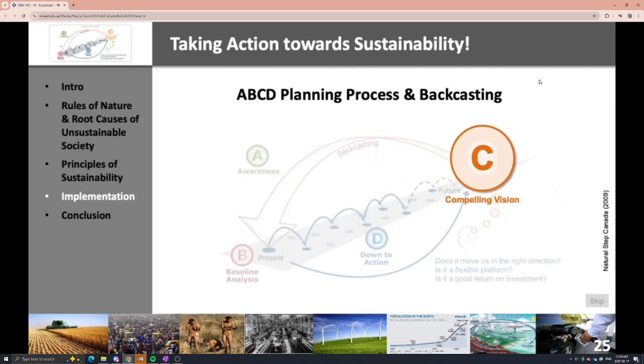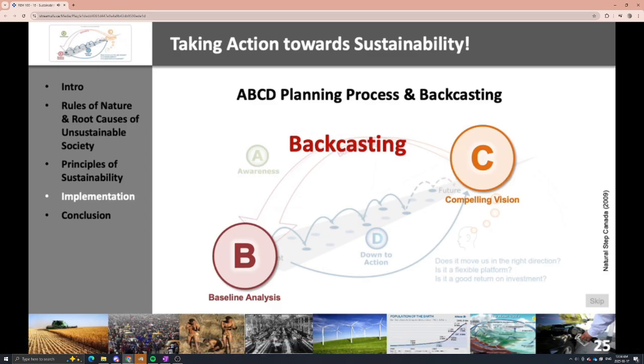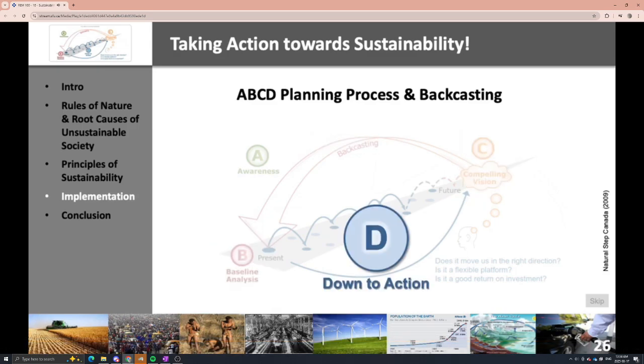So now we've thought about our compelling vision of where we want to be, but how do we get there? So to come up with a meaningful plan, we actually go back to our baseline analysis to figure out meaningful steps towards the compelling vision. In the Natural Step framework, this process is called backcasting. What comes out of this process is D, which stands for down to action.